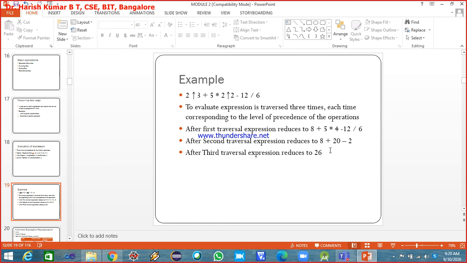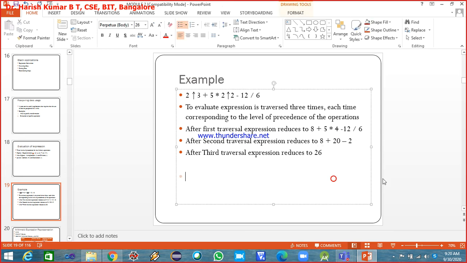Next I go for evaluating. Again plus and minus are there, two operators, and they have equal precedence. What will I do? I have to follow the left to right associativity. If there are equal precedences, I have to start evaluating the expression from left to right. First I'll do 8 plus 20, that is 28, and from that 28 I'm subtracting 2, and the final answer I'm getting is 26. Hope you understood.